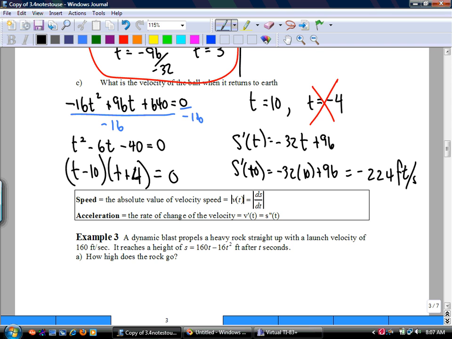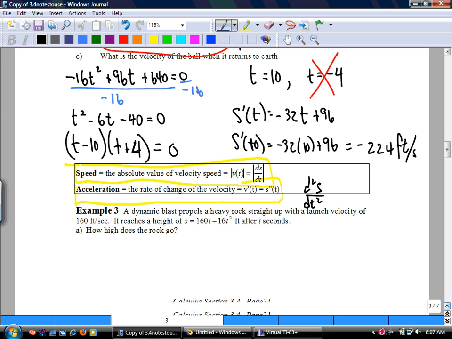Speed. The absolute value of the velocity is speed. Acceleration is the rate of change of the velocity, or the second derivative. We could have also written it as d squared s over dt squared.